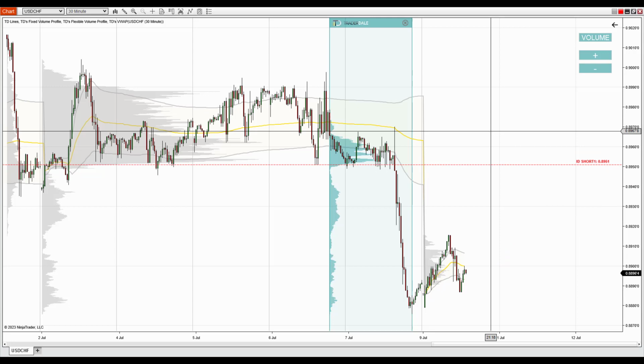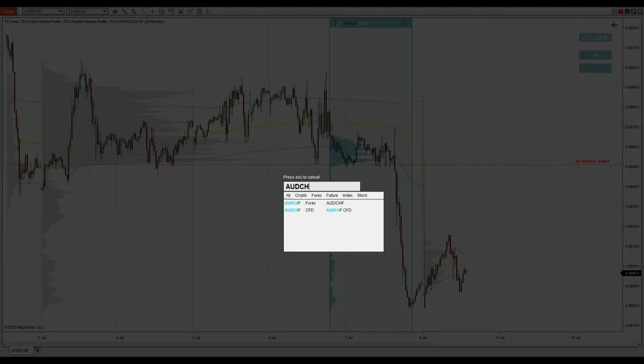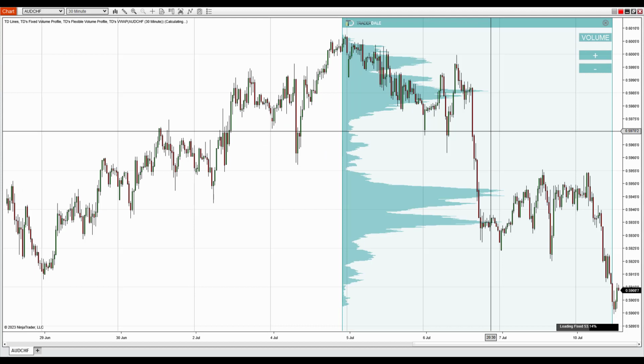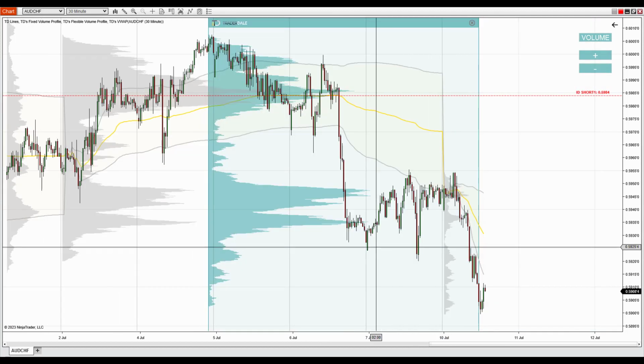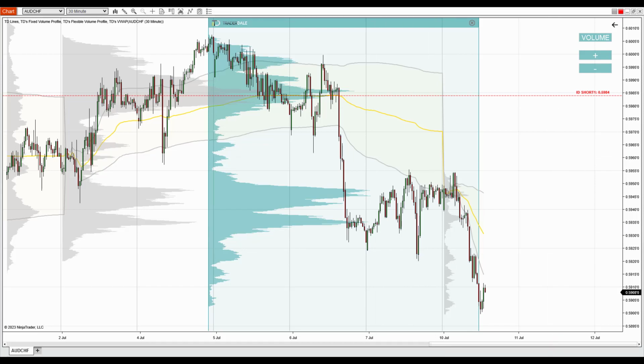Now let me switch over to another trading idea. The next one will be on the Australian dollar Swiss franc. What I have in here is also the volume accumulation setup. In here, what I have in mind is this rotation with those heavy volumes, and this is the level which I want to trade, 0.5984.